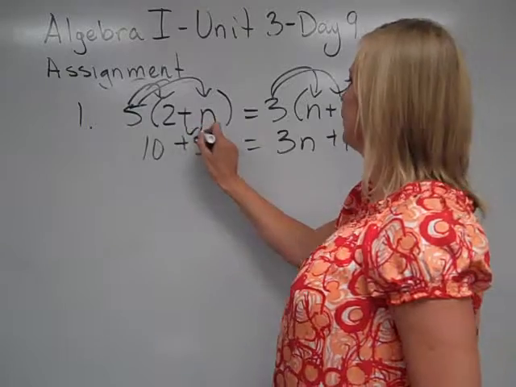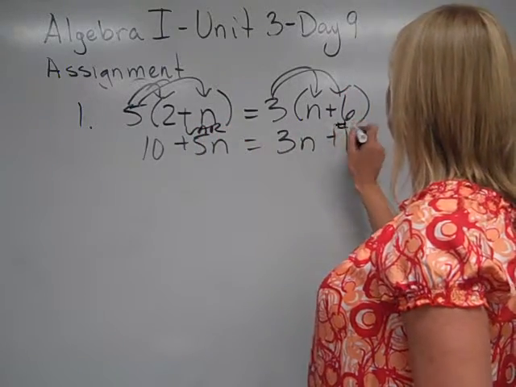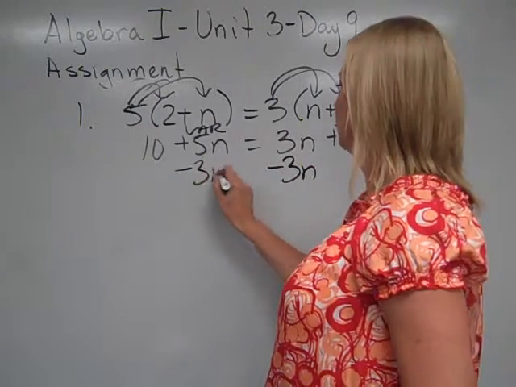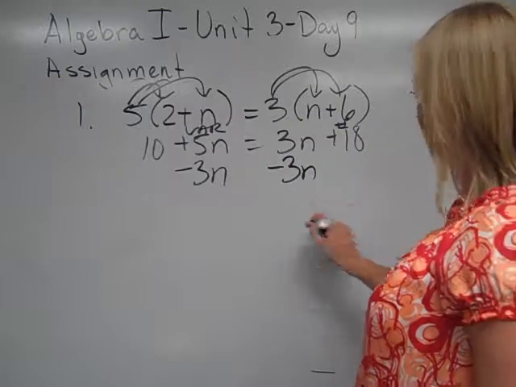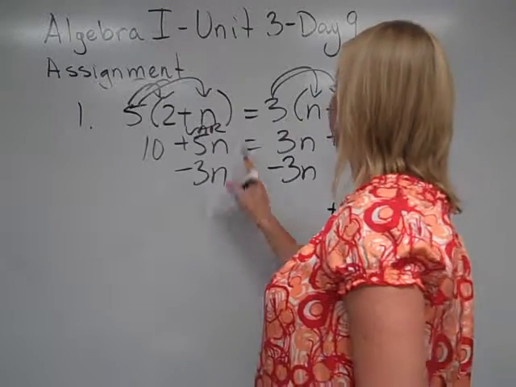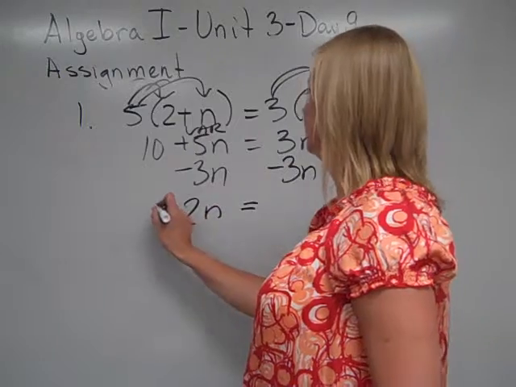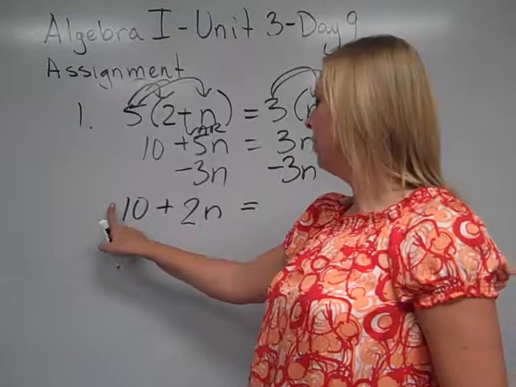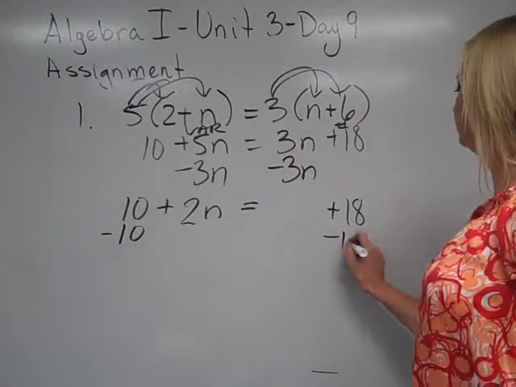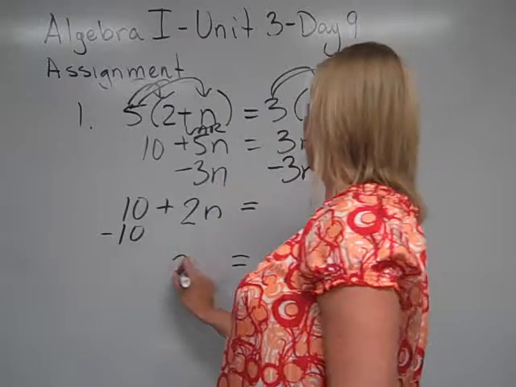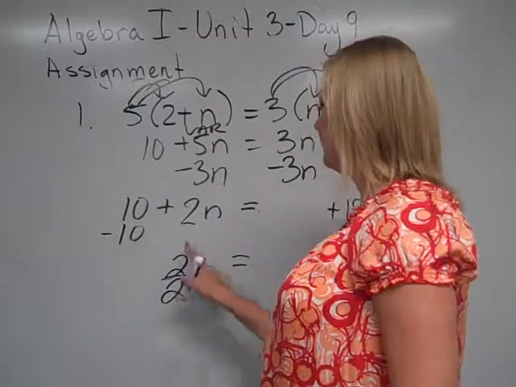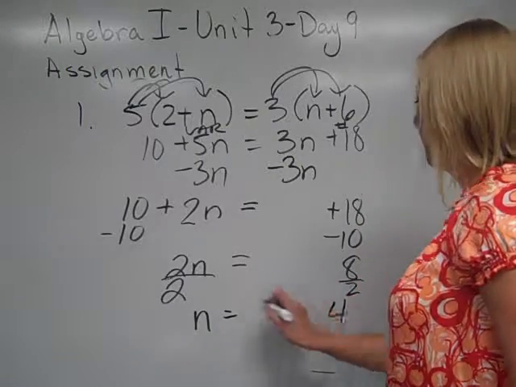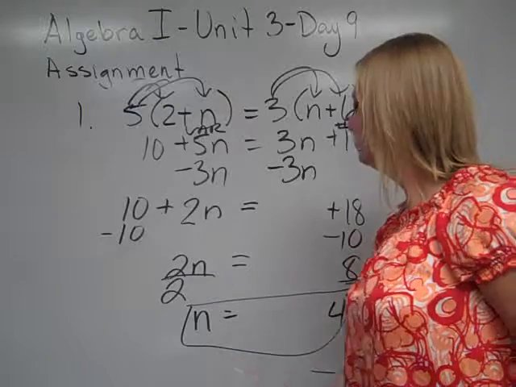Let's put all of our variables on one side and all of our numbers on the other side. So the opposite of plus 3n is minus 3n. 3n minus 3n is 0. 5n minus 3n is 2n, positive. Now, all of our numbers on the other side. The opposite of plus 10 is minus 10. I want one group of n, so 2 divided by 2 is 1n. So n is equal to 4.